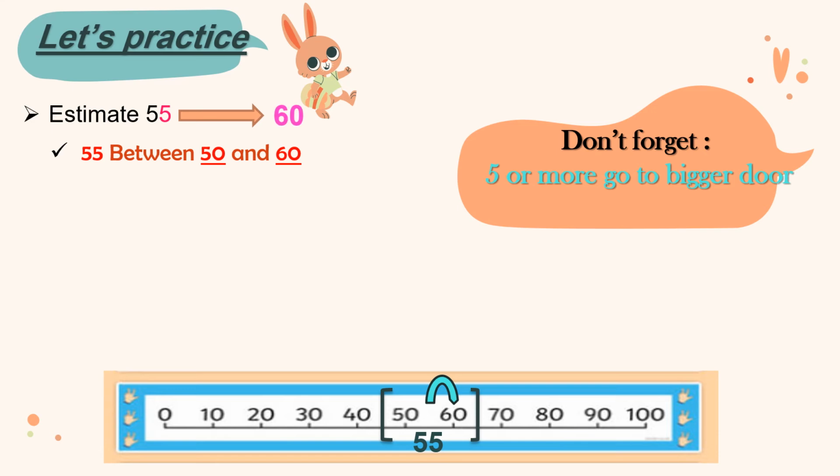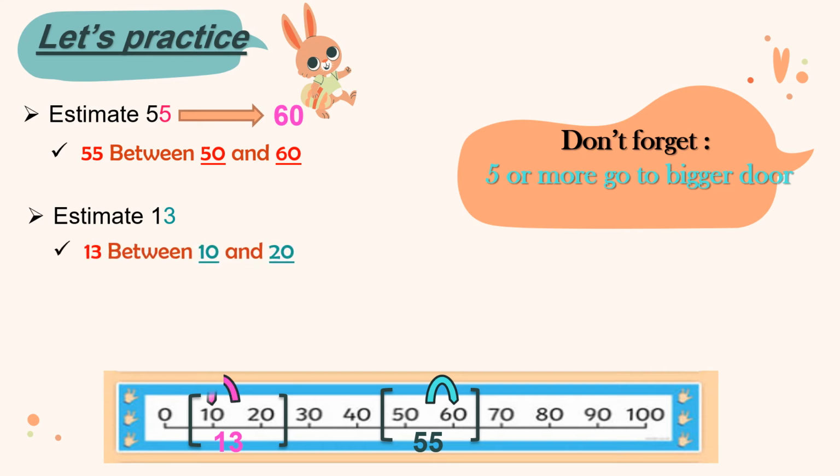Another one, estimate 13. 13 is between what and what? Look at the number line. 13 is between 10 and 20. Second step, look at ones. Here we have 3. 3, 5 or more? No, 3 is less than 5. So we will stay in the same door. So 13, it will be 10.